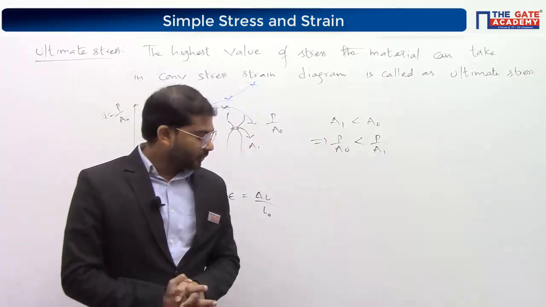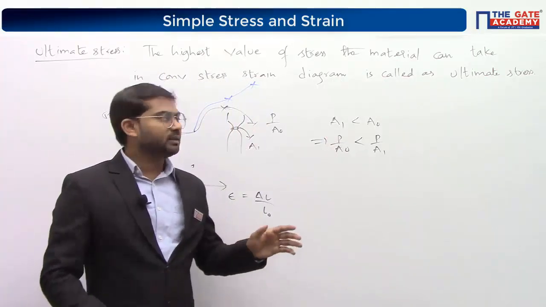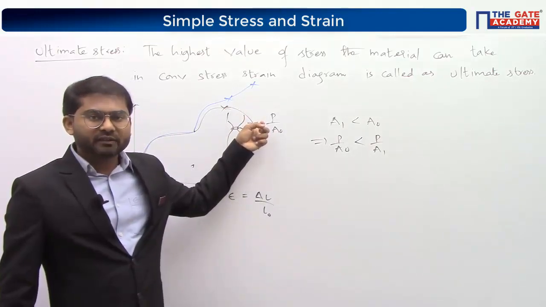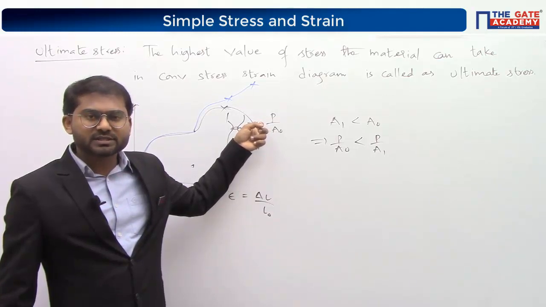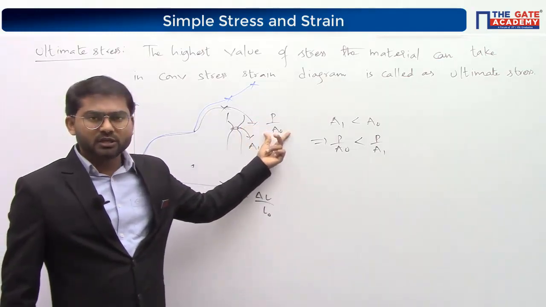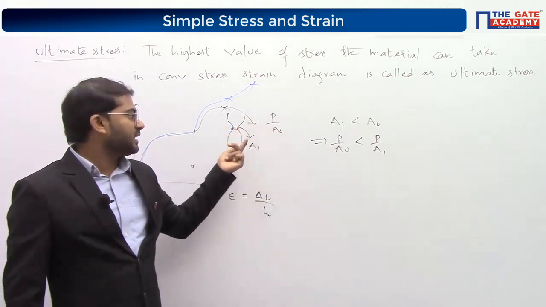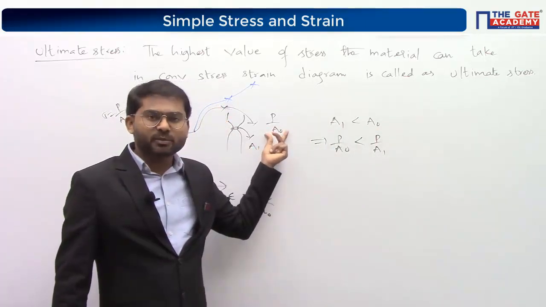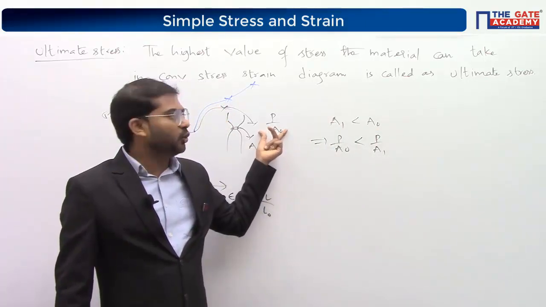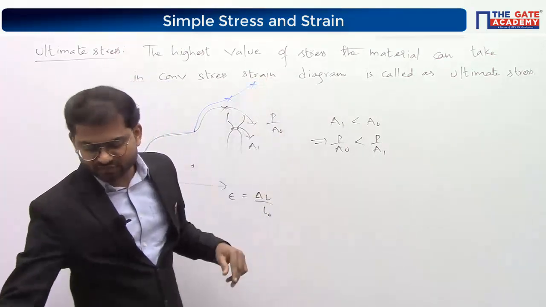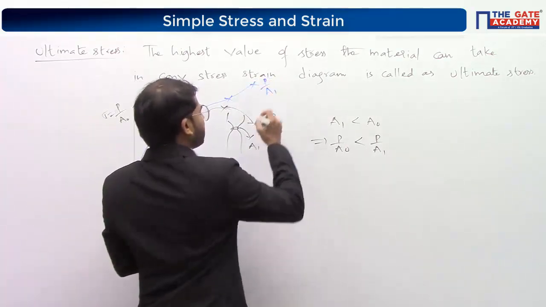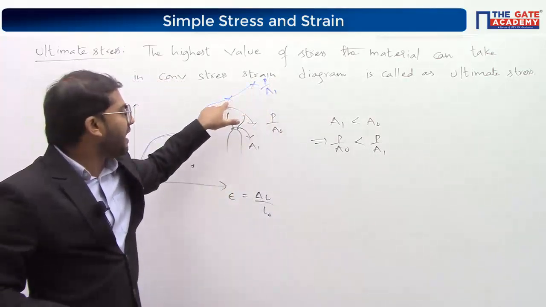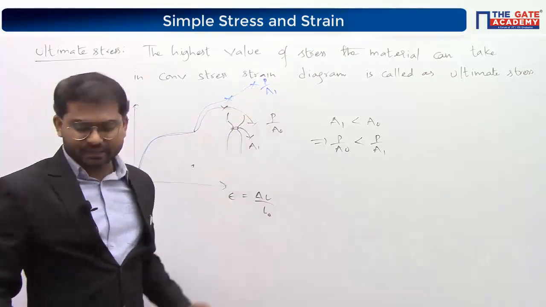Roshan, I hope you are clear that we are using P by A0, right? P by A0 is conventional stress. We are drawing graph between conventional stress and conventional strain, so we are supposed to use A0. But here in real scenario, what's happening? The actual area is A1. A1 is lesser than A0. You are substituting larger denominator. So instead of getting P by A1, which is larger actually, in real true scenario, you are getting lesser value. So instead of having higher value, instead of having a curve going upside, you'll be having curve getting downside here.